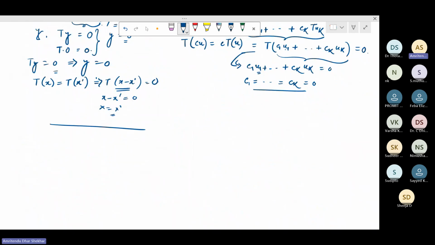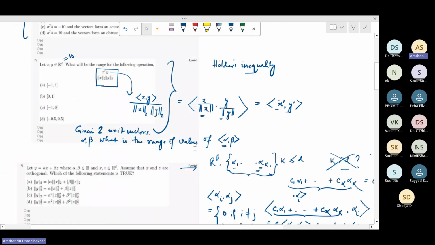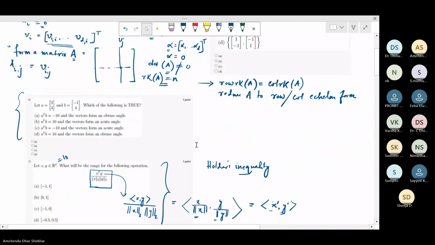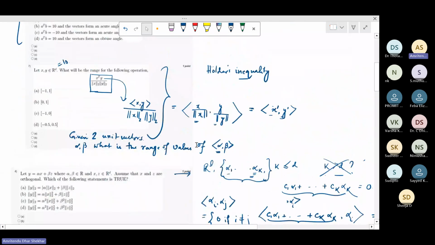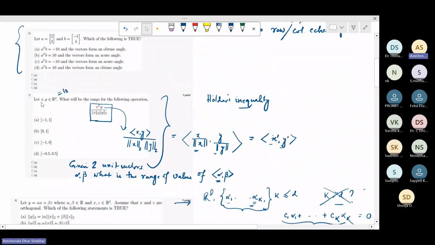Is it said that it's based on d equals 2? Let me see. No, it doesn't say that d is equal to 2. If you look at the seventh problem, it says let x, y belong to R^d. It doesn't say anything that d is equal to 2.